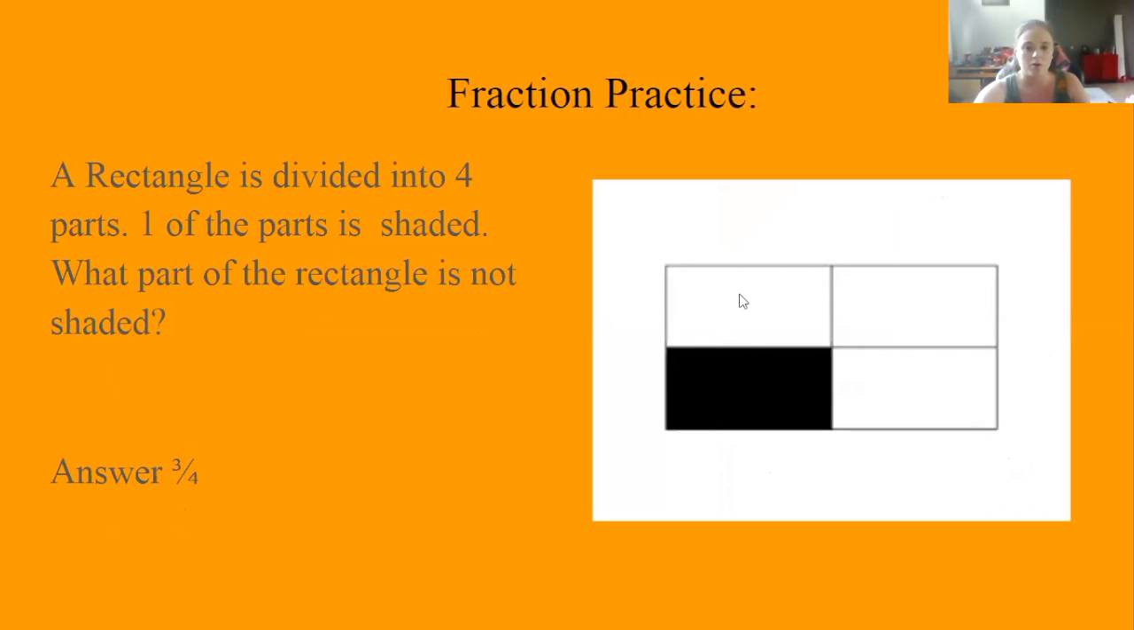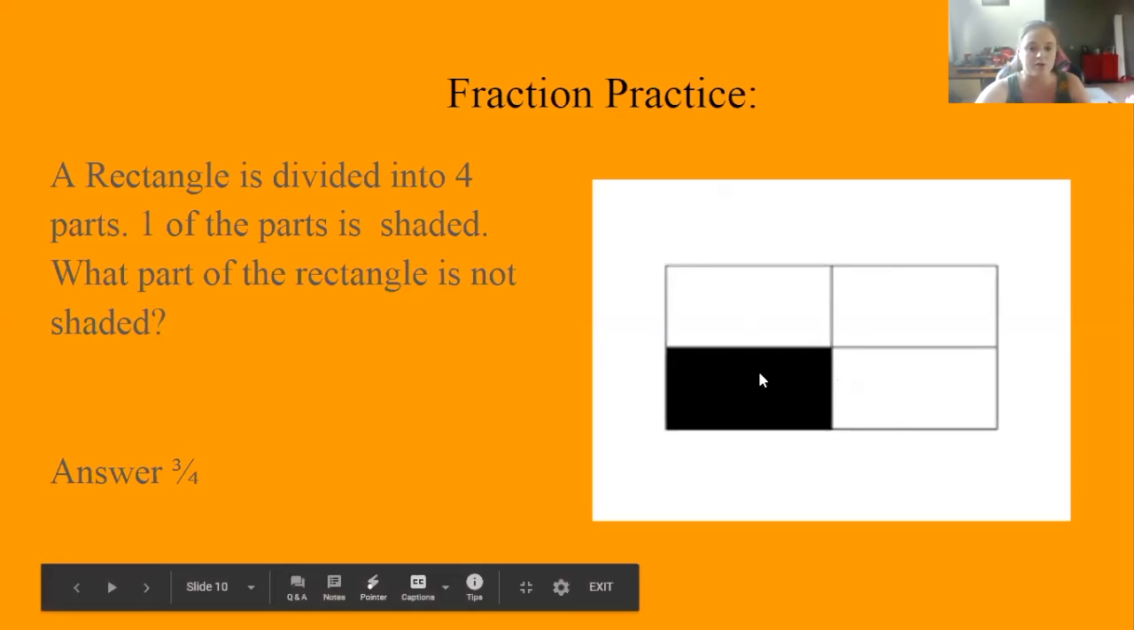So the denominator would be 4 because there's 4 parts. One part is shaded, so how many parts aren't shaded? 1, 2, 3. So 3 out of 4, or 3/4 of the rectangle, is not shaded.